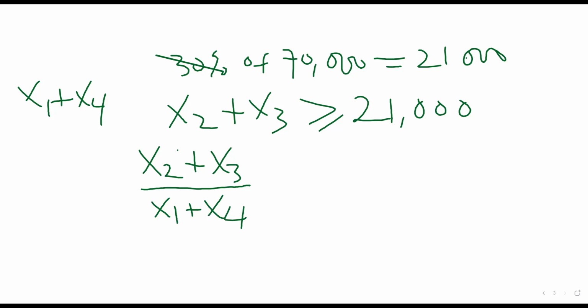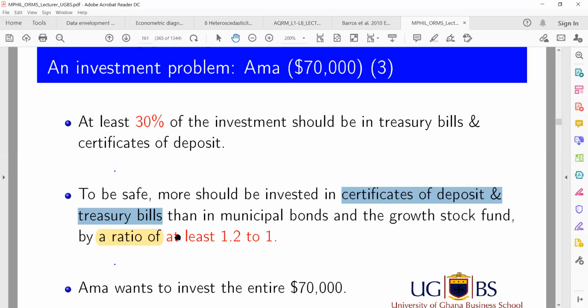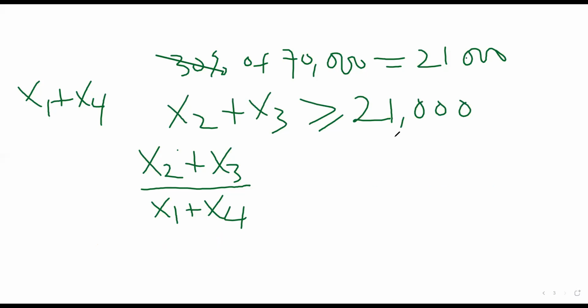But then there's another ratio that has been given to us. Watch the ratio. It says by a ratio of at least 1.2 to 1. So how do you write 1.2 to 1? 1.2 to 1 is 1.2 over 1. So let me go back and put on this right-hand side 1.2 divided by 1. What symbol should come in between them? Who can tell me? Looking at the story packaging, what symbol?